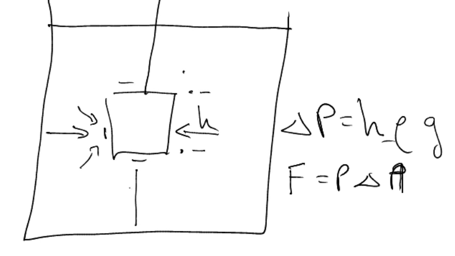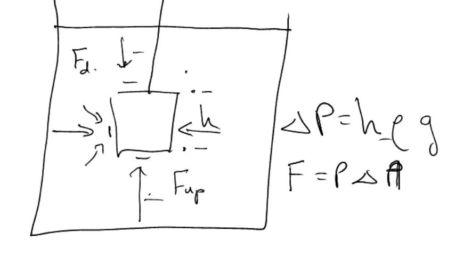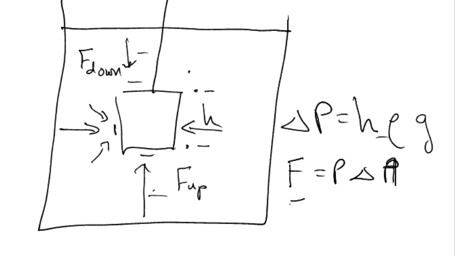However, when we come to the top and the bottom, it's slightly different. Here, good pressure. Here, good pressure. This pressure, that one, is greater than that one, because it's at a greater depth. The area is the same, so what it means is there's a force upwards that's greater than a force downwards. That results in a resultant force upwards equal to that. That's the buoyant force. Pure and simple. It arises from the fact that the pressure increases with depth.